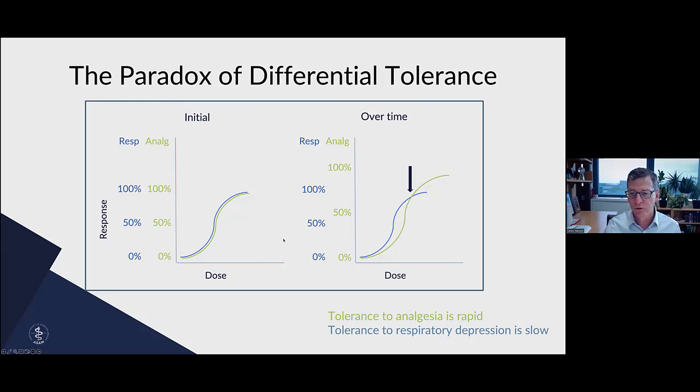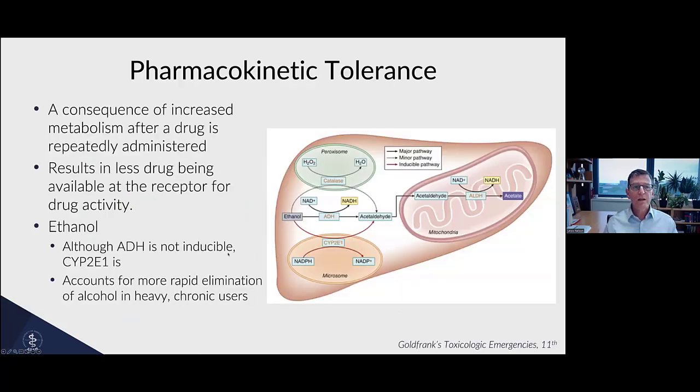The tolerance to analgesia develops rapidly. The tolerance to respiratory depression is slow. And the tolerance to the GI effects is essentially non-existent. Pharmacokinetic tolerance is what I talked about a little bit earlier when it comes to the liver, the hepatic metabolism of alcohol. Even though ADH, alcohol dehydrogenase, is not inducible, the cytochrome system, the MEOS, is. So you can rev up 2E1 so that you can metabolize alcohol more quickly.